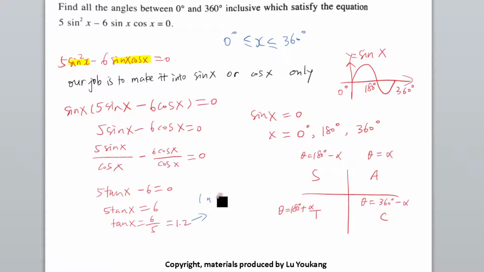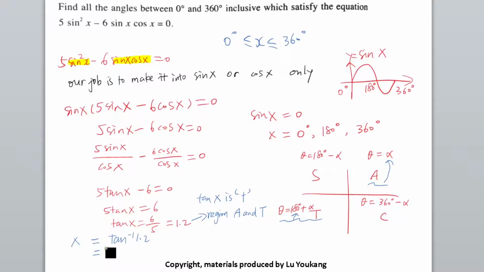So for tangent equals 1.2, tangent x is positive now. So the quadrants we should look at are quadrant A and quadrant T, because only in these 2 quadrants do we get tangent positive. And therefore, since we have chosen quadrant A and quadrant T, the formula we need to use is theta equals alpha, or theta equals 180 degree plus alpha.